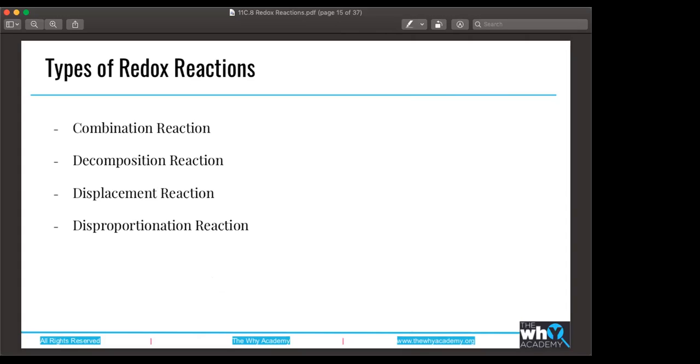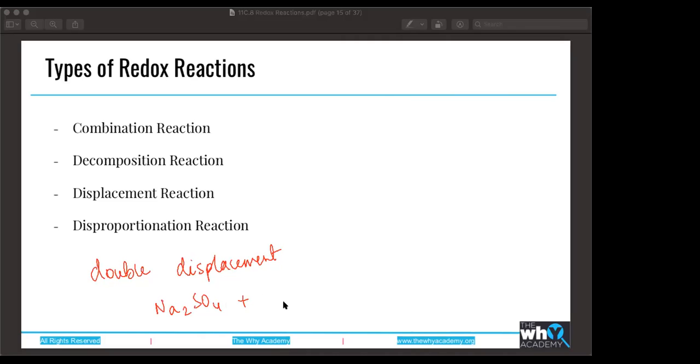It should, right? Why? I mean, okay, can you give me an example? I can't think of one. Double displacement, double displacement with sulfate, let's say Na2SO4 plus, let's say, BaCl2 gives NaCl plus BaSO4.